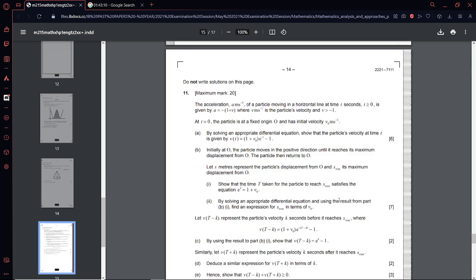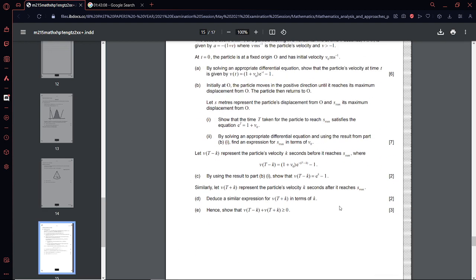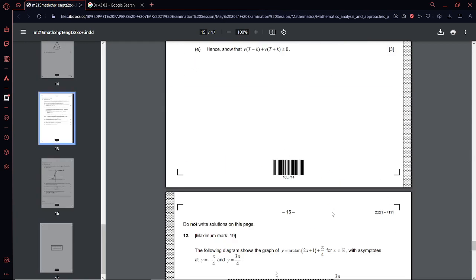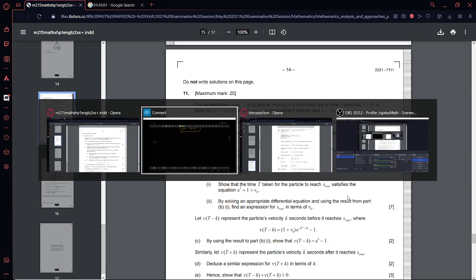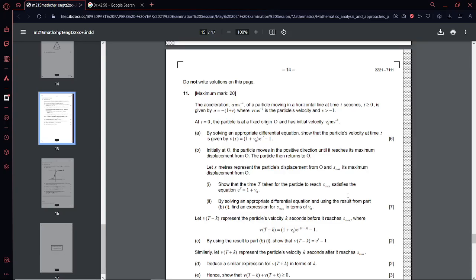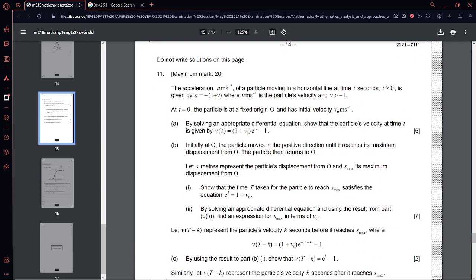Question 11. Whoa, what is this? Bruh, I'm not good at kinematics because we barely did anything. Okay, on the spot, I guess. Let's just do this. 11A. I'm just going to read this carefully. The acceleration a meters per second squared of a particle moving in a horizontal line at time t is given by this. At t equals 0, the particle is at the fixed origin O and has initial velocity v0.